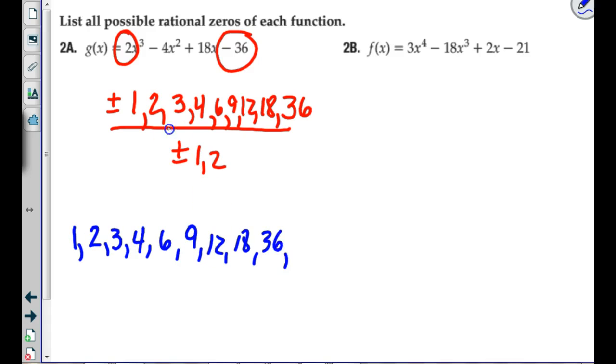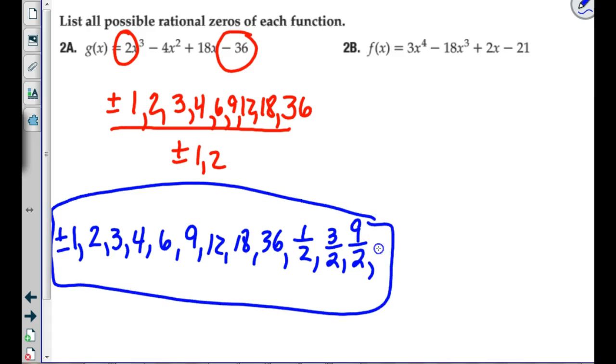What happens, though, if I put all those top numbers over 2? 1 over 2 would be 1/2. 2 over 2 is 1. It's already on my list. 3 over 2. 4 over 2 is 2. It's already on my list. 6 over 2 is 3. Already on my list. 9 over 2. 12 over 2 is 6. Already on my list. 18 over 2 is 9. 36 over 2 is 18. Plus or minus, that's the list of possible rational zeros.